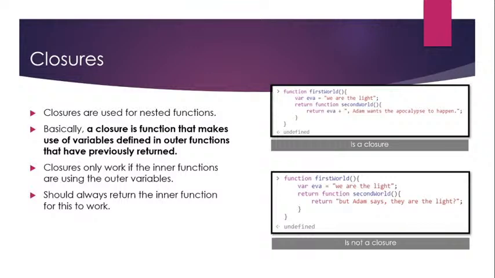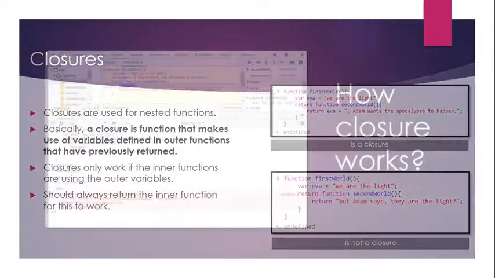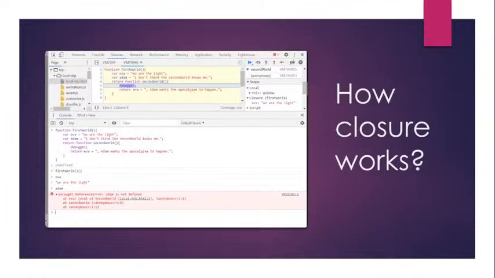Okay, so in this comparison, as I showed here, this particular example is a closure because it's using Eva, which was declared in the outer function. But this is not a closure because it just returns the string which doesn't have any relation with the outer function. Okay, so now that you know what closures are, and what makes something a closure, let's go ahead. How does closure work?